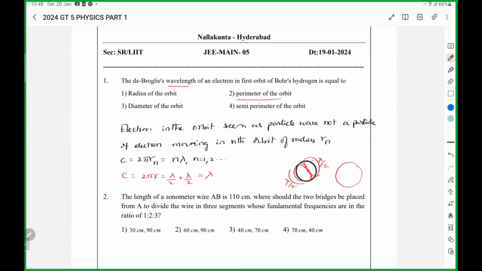If it is the second orbit, that is 2 lambda. It is one wave like this. This is lambda by 2, it is lambda by 2. So it's lambda, 2 lambda. So in the first orbit, it is covered by one wave. So the circumference, the perimeter, is nothing but the wavelength.